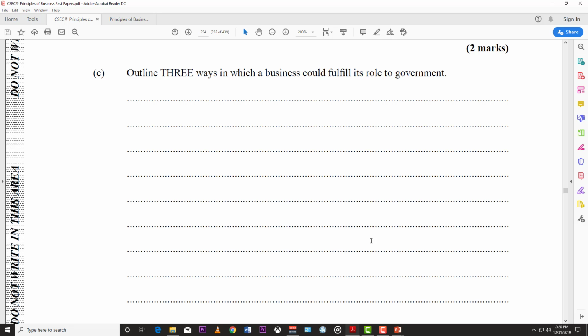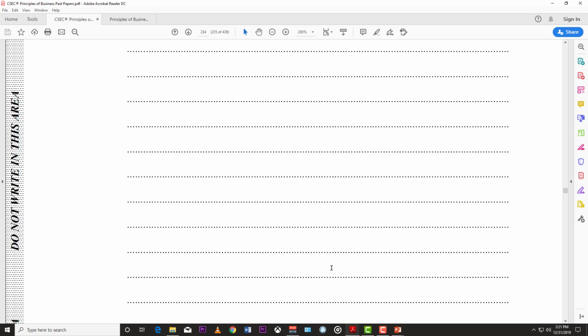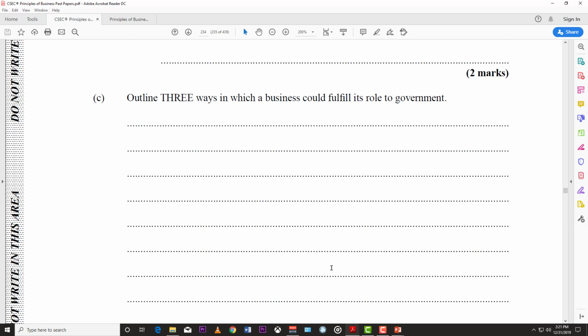So again, 1, pay your taxes. 2, follow the laws. 3, look out for your workers. 4, look after your customers. You expound on that, and that should give you your homework marks. Is that 6 marks? So you go to town on this question here, and that should give you 6 marks. Very commonsensical, so you don't really have to hurt your head too much.